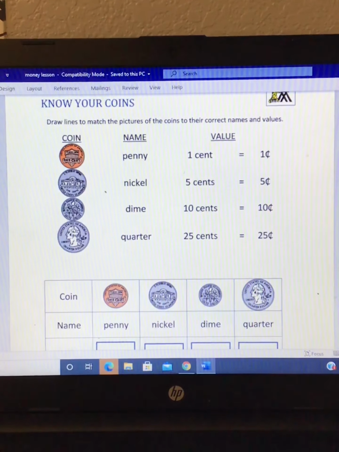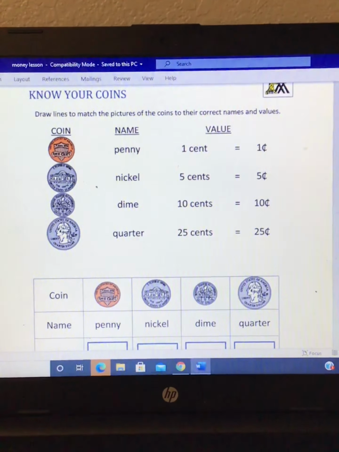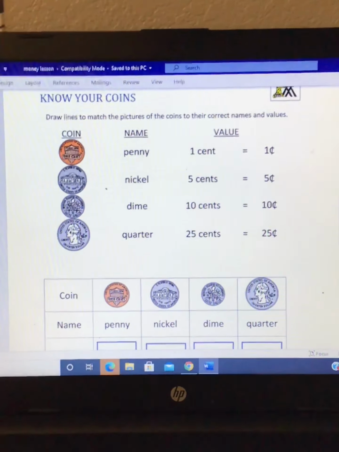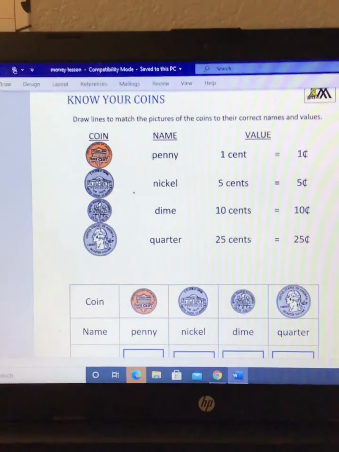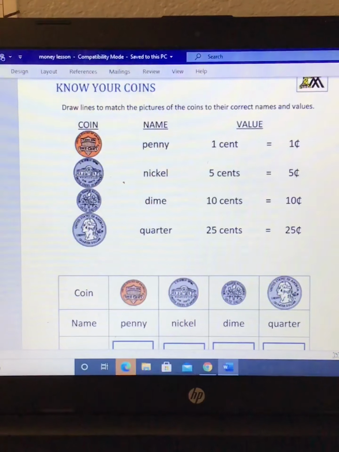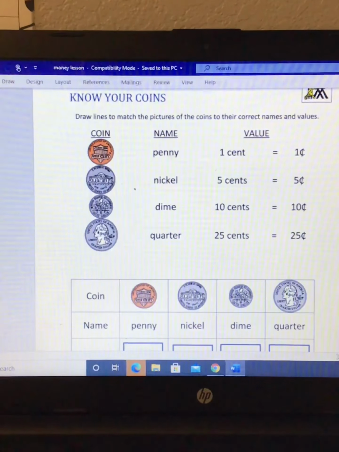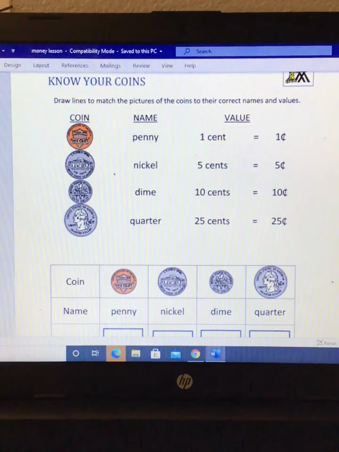We all know that a penny is equal to 1 cent. That is its value. The value of it is how much it is worth. A nickel is worth 5 cents. A dime, 10, and a quarter, 25. These are the coins that we use in our society.